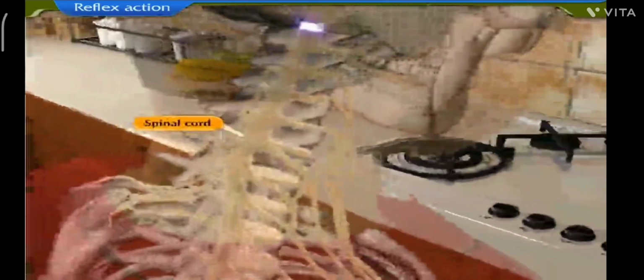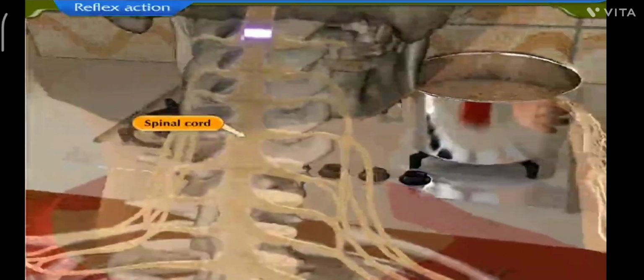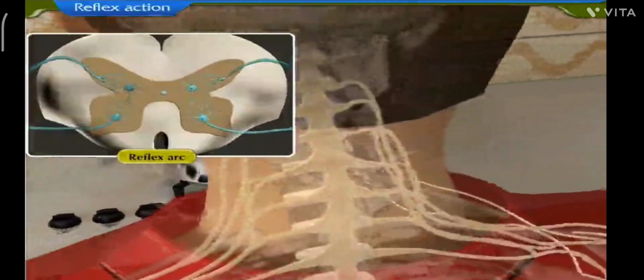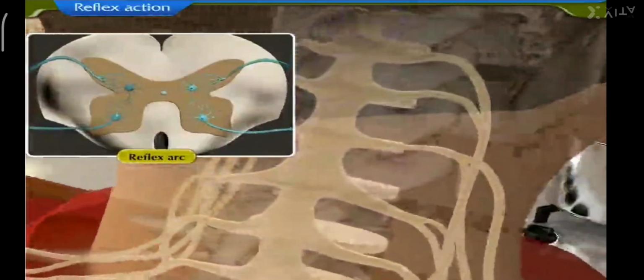The nerves from all over the body meet in a bundle, commonly called the spinal cord, from where the impulses are sent to the brain. Hence, reflex arcs are formed in the spinal cord, although the messages reach the brain.